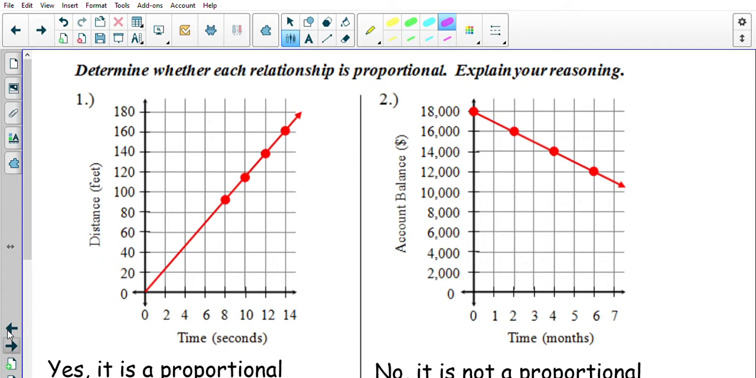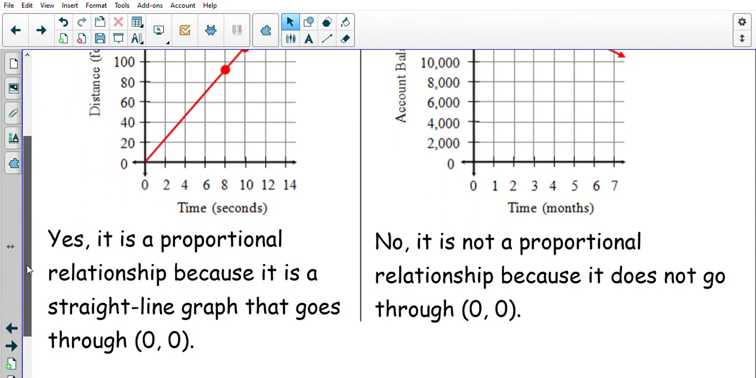So let's take a look at numbers 1 and 2. Looks like I forgot to cover up my solutions here. No big deal. Let's talk through these. It says to determine whether each relationship is proportional. So looking at number 1, I see that it goes through 0, 0. I see that it's a straight line graph. So I can say for question number 1 that it will be a proportional relationship because it is a straight line graph that goes through 0, 0. I don't have to say those in any particular order, but it goes through the origin, it goes through 0, 0, and it's a straight line graph.